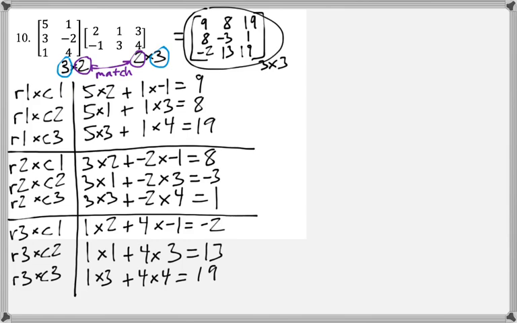One last thing about number 10 is that it's the same two matrices as number 9. We're just multiplying in the reverse order, and we get a completely different answer. So this is a good example of why matrix multiplication is not commutative. So the order in which you multiply the two matrices is very important.